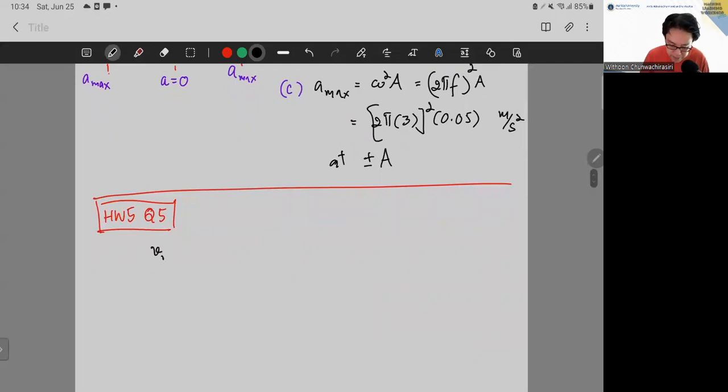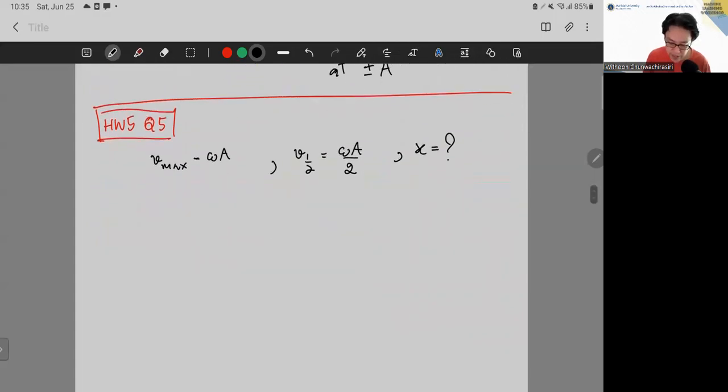The V max, now you already saw, is omega A. So you just want wherever it is that the velocity is half. Let me call this V half, which is going to be omega A over 2. And you want to figure out what is the position that gives you this value, omega A over 2.